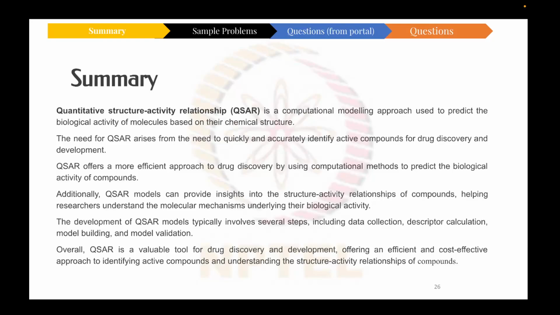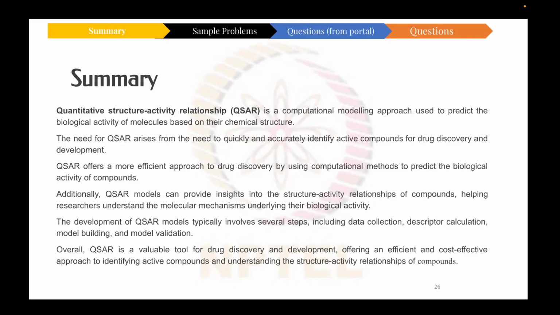QSAR stands for Quantitative Structure-Activity Relationship. It's a computational modeling approach used to predict the biological activity of molecules based on their chemical structure. QSAR models are built by analyzing the relationship between the molecular structure of a compound and its biological activity. The resulting QSAR models can be used to predict the activity of new and untested compounds.